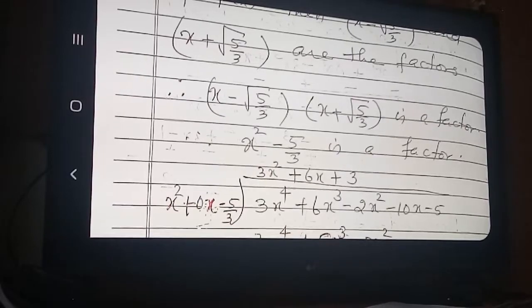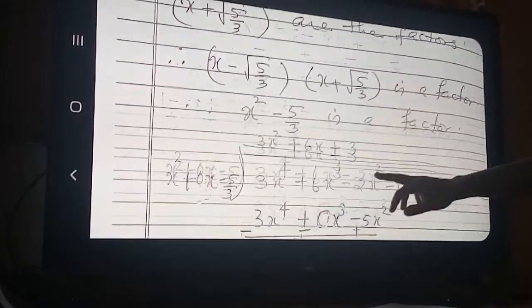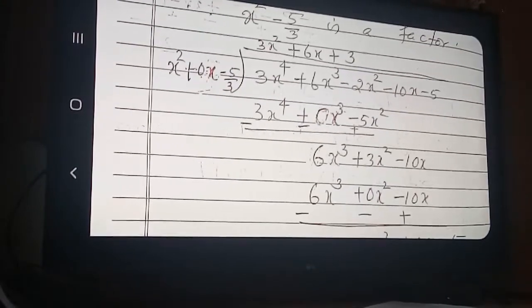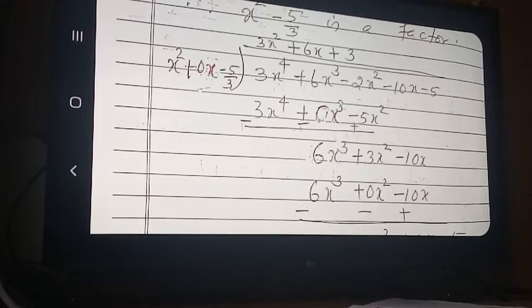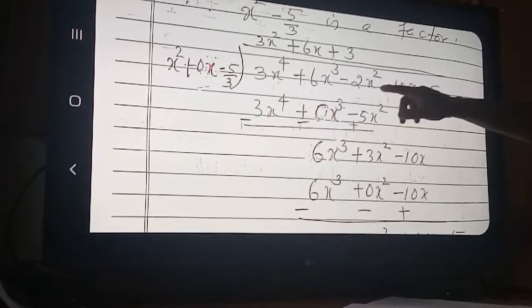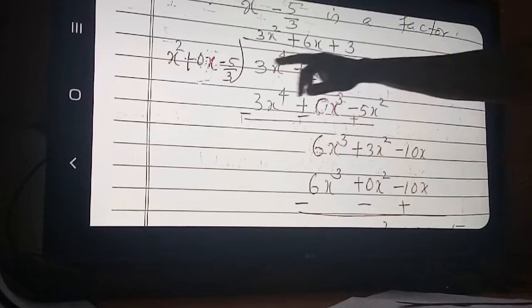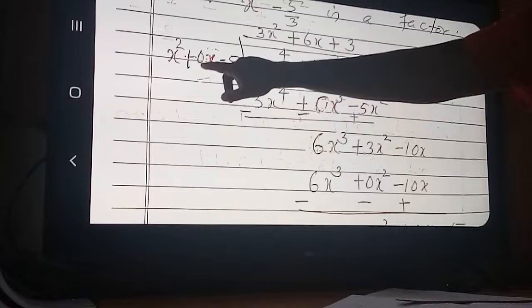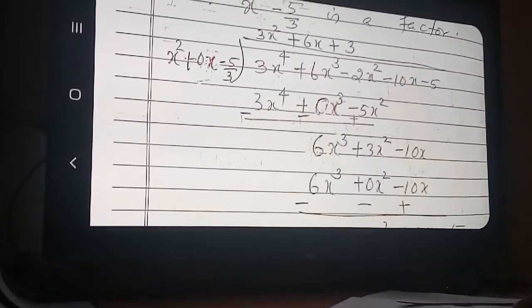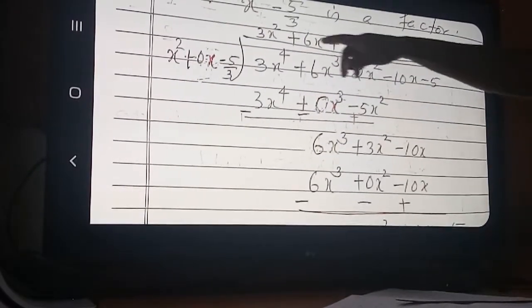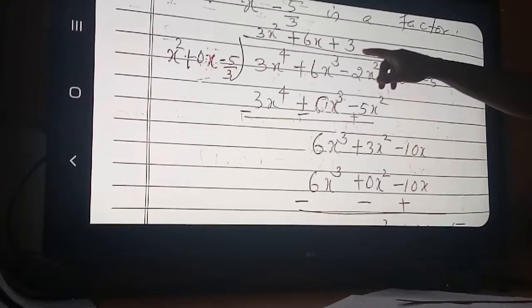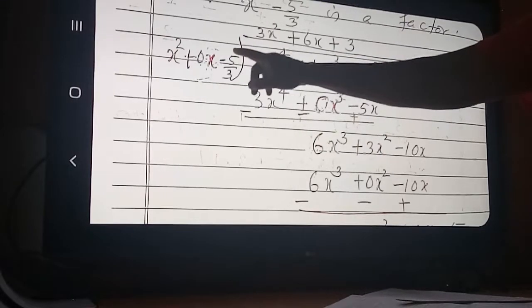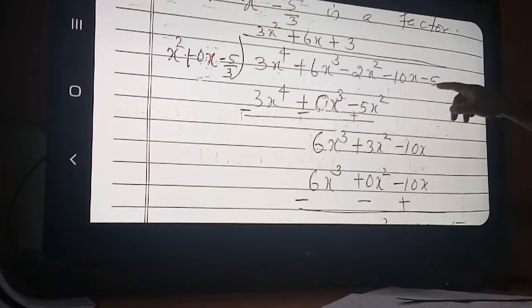Now, what is our method? This is our fourth degree polynomial. These two previous factors, x minus root 5 by 3 and x plus root 5 by 3, are factors of this polynomial, so their product is a factor of this polynomial. Therefore, from this polynomial, we will factorize and remove these two factors. After factorizing and removing, you will get this factor. Is the point clear? So this x square minus 5 by 3 is a factor of this polynomial.